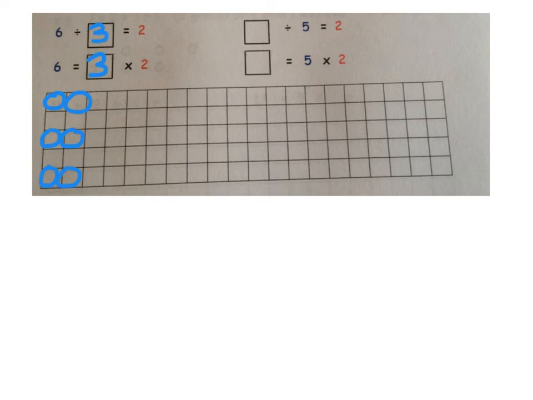Next sum here, I know they're divided into piles of 5, so I can draw those easily. 1, 2, 3, 4, 5. It tells me how many piles I've got. I've got 2 piles. That's 2 piles of 5. And that means I know how much I've got altogether. So 5 times 2 equals 10. So 10 divided into piles of 5 equals 2.